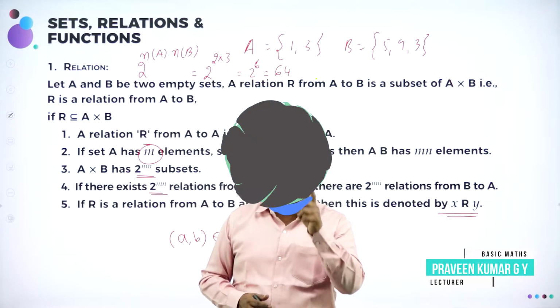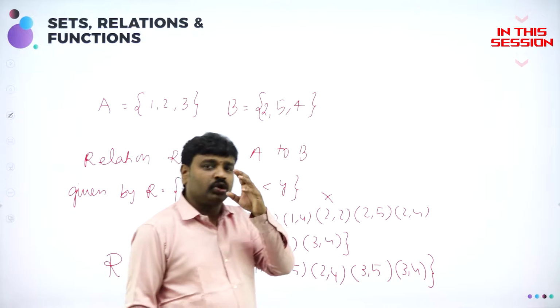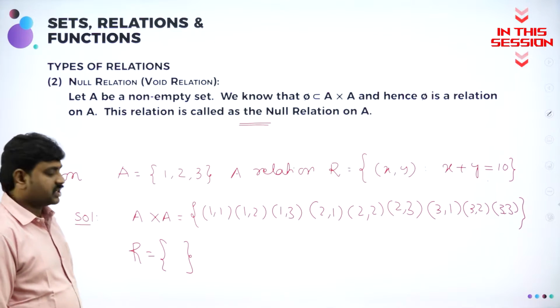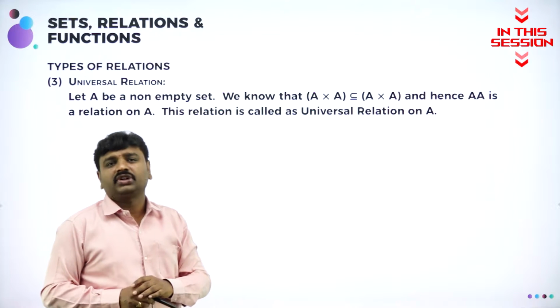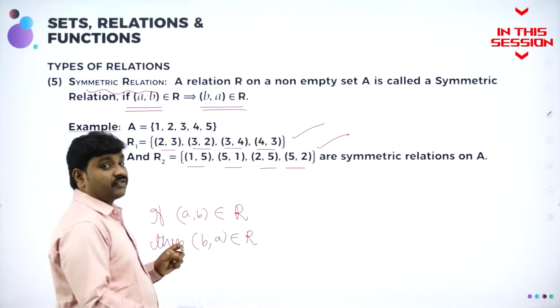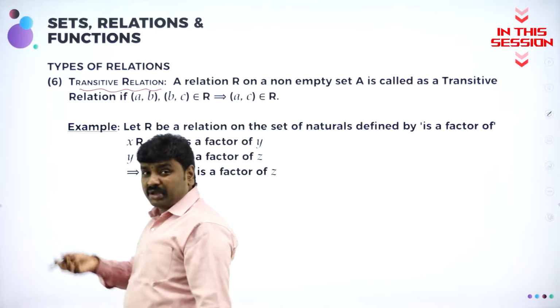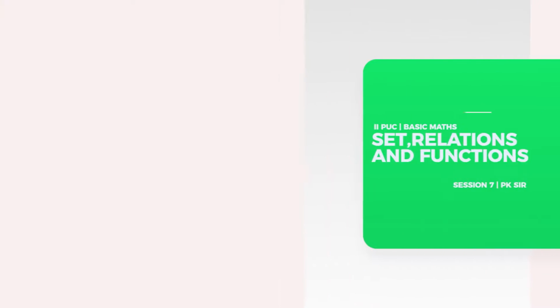I told you, a relation from A to B is a subset of A cross B. A relation from A to B is a subset of A cross B. You know, the null set is also a subset of A cross A. Cartesian product and relation, if both are the same, then we call that relation what? Universal relation. Means if the first element is related to the second, then the second also should be related to the first. If (a, b) belongs to R and (b, c) belongs to R, then (a, c) should belong to R.